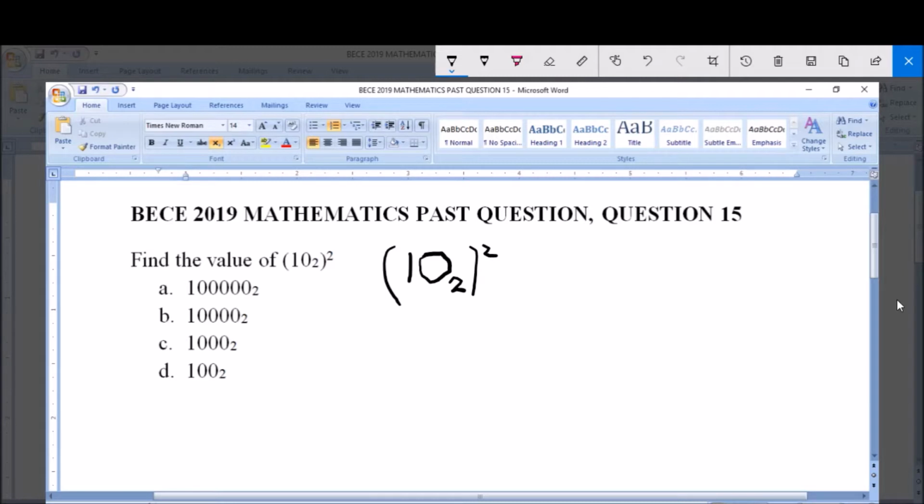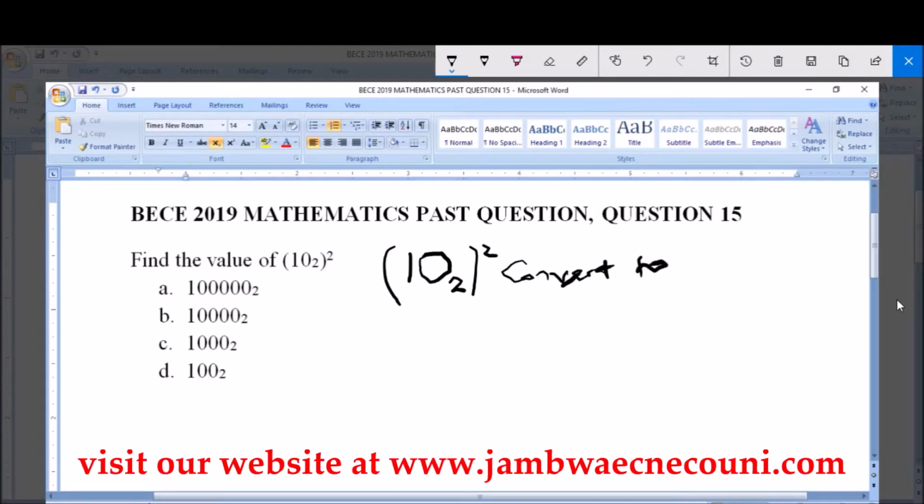And remember, base 2 simply refers to binary, and these binary numbers are expressed in 1 and 0. So now we have to find the value of what? 1 and 0 base 2 raised to the power of 2. So for us to continue with the multiplication, what do we do? We have to convert this number in base 2 to base 10 so that we can get our multiplication.